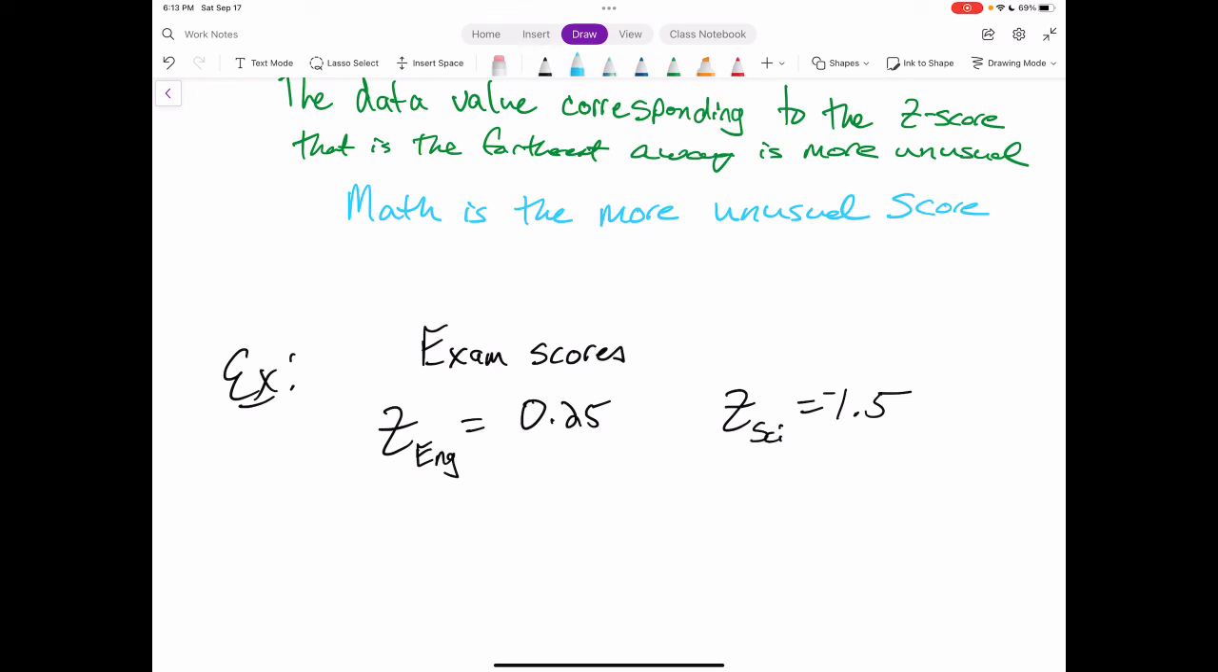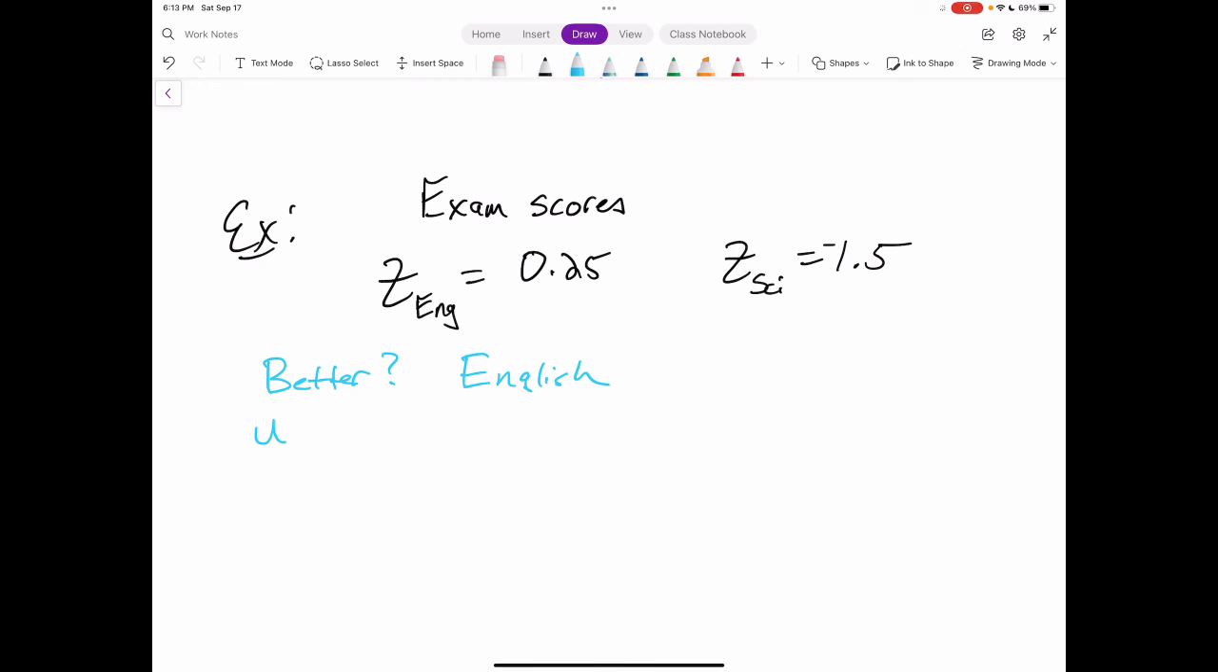So now the question becomes the same thing. In which class did the student do better? Remember, better means the more positive one. Well, the student did better in English. Okay. Which data set is more unusual? Well, that's going to be the science. Why is that? Because its z-score of a negative 1.5 is further away from 0 than that other z-score in English of a 0.25. All right, anyways, I hope this helps you out with understanding z-scores, and I'll see you guys in the next video.